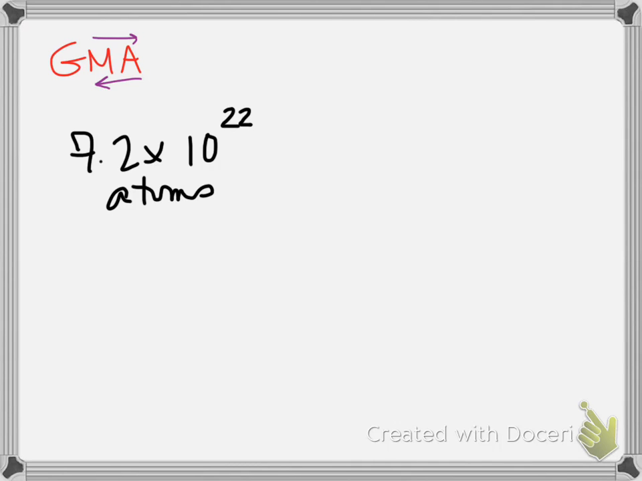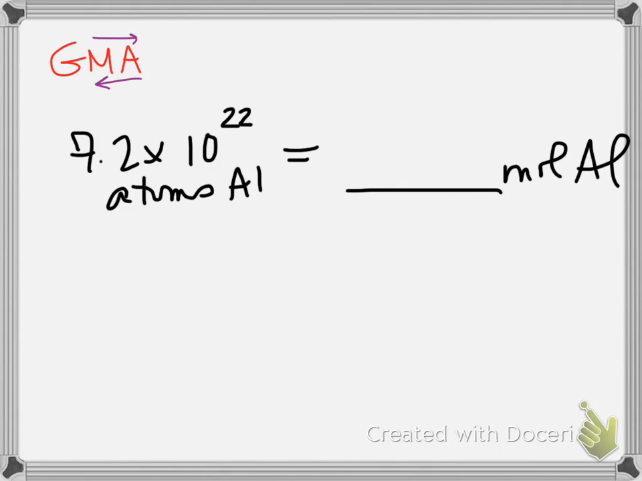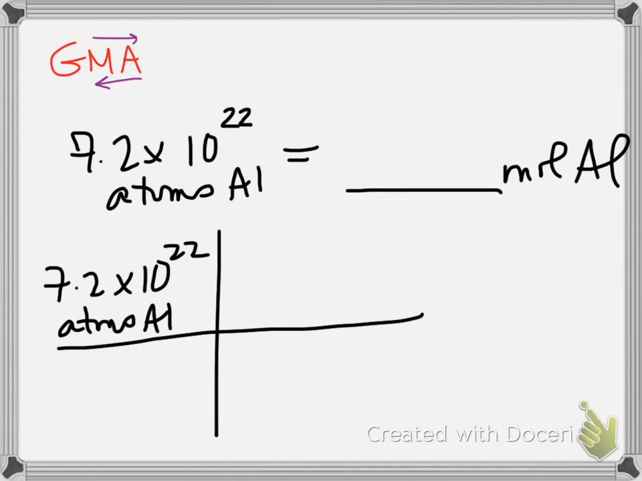atoms of aluminum. I want to know how many moles that is. What do I start my factor label with? Always, always, always, the given. 7.2 times 10 to the 22nd atoms aluminum. What units and what chemical go down below to cancel?